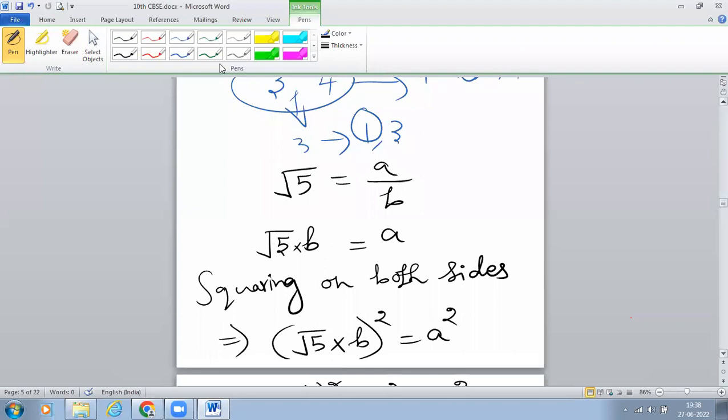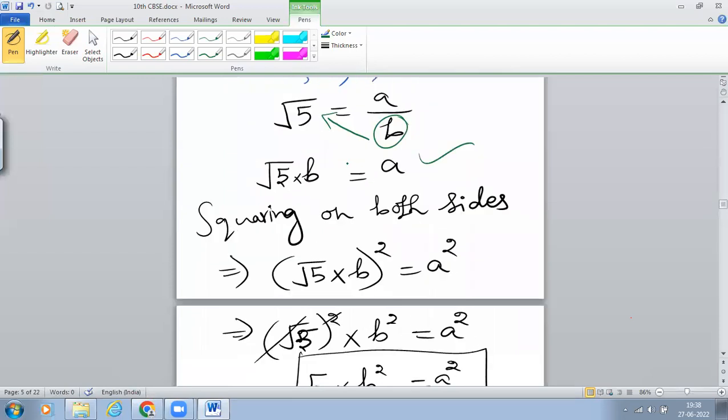Okay. Now listen carefully. I'll use this color. First step, what I'm doing is I'm moving this b, which is in the denominator, to the left hand side. When a term or number which is in the denominator is taken to the opposite side, it becomes multiplication. You know that basic rule. Yes, sir. So that is why we got root 5 into b is equal to a. This b, when taken to the opposite side, becomes multiplication with the number on the left hand side. So root 5 into b is equal to a. Are you able to understand this step? Yes, sir. After this step, for our convenience, because we have to prove finally root 5 is not rational, for that only we are doing this kind of steps.